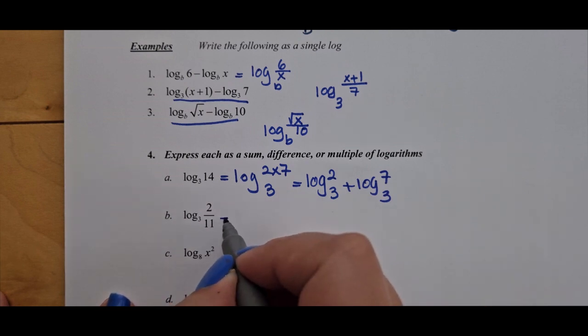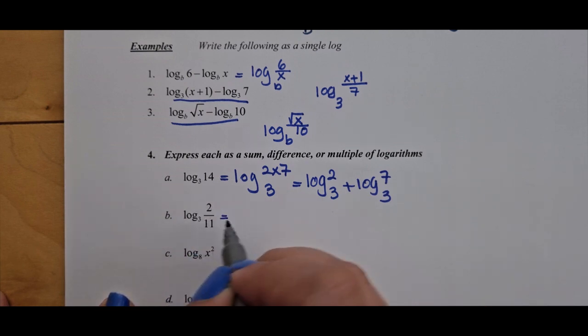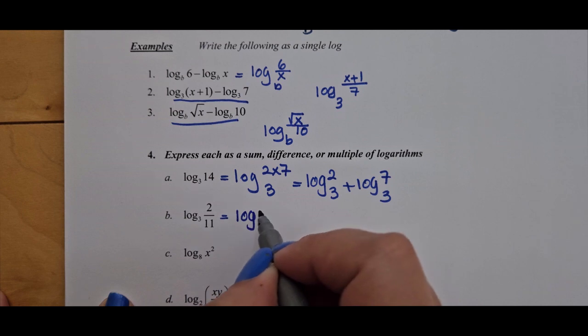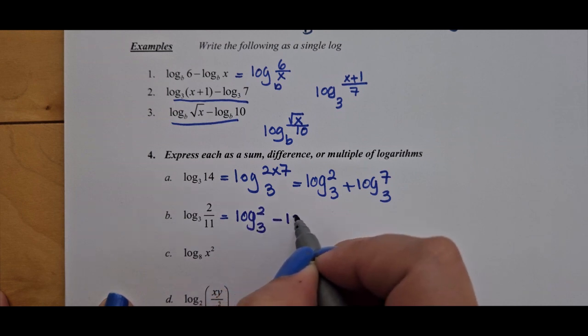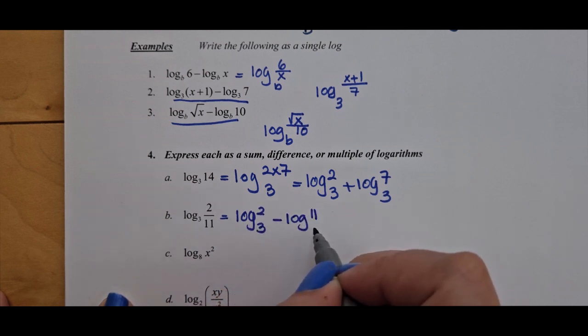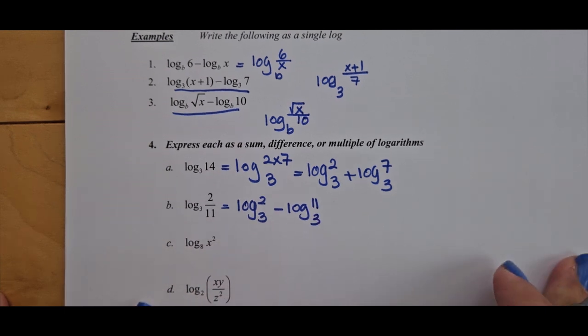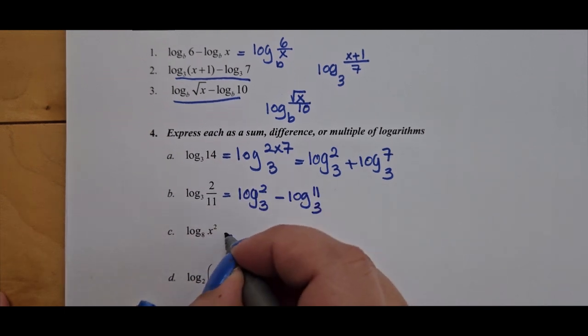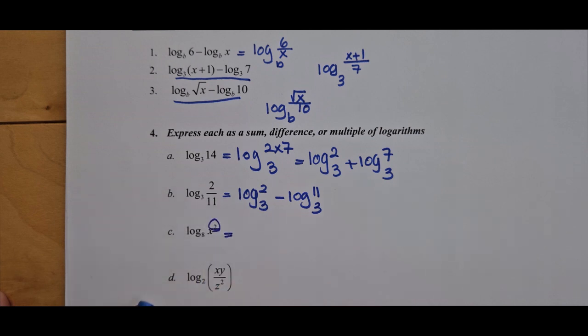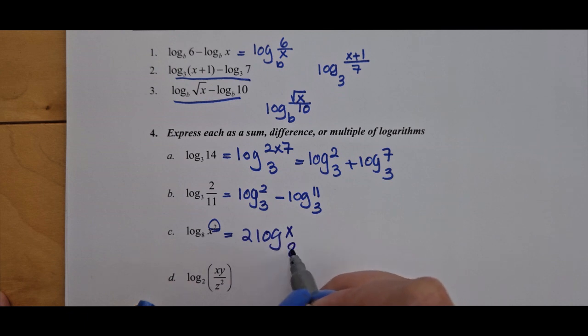Perfect. So next one, this is the quotient rule. So I can write log 2 to the base 3 minus log 11 to the base 3. Now let's do the next one. So here, this is the power. It will move to the front, right?